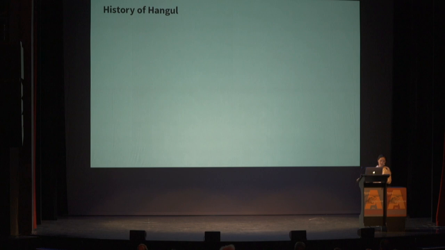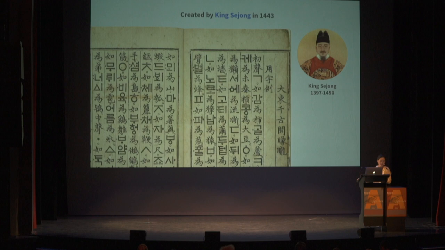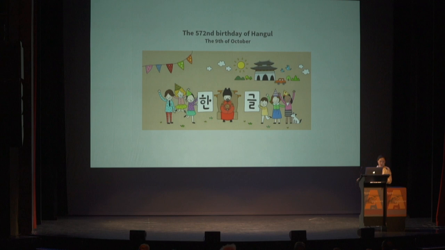Before anything else, I'm going to go to the moment when Hangul was created. Hangul was created by King Sejong in 1443 and introduced to the public in the Hangul manual book called Hunmin Jeongeum in 1446. In comparison to scripts in other languages, Hangul is a much younger alphabet in the world. By the way, Korean people celebrate the birthday of Hangul on the 9th of October, a day when Hunmin Jeongeum was published. So next month, there will be the 572nd birthday of Hangul.